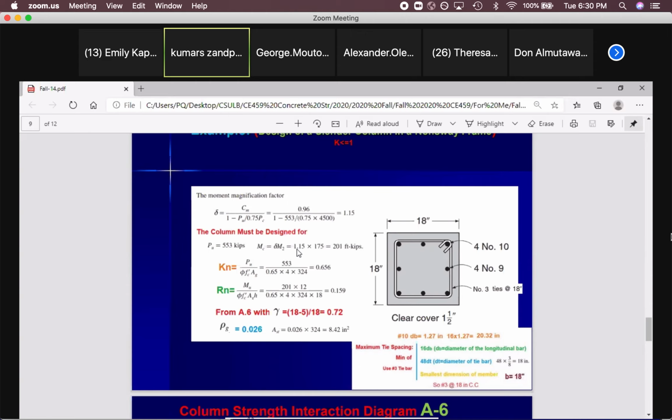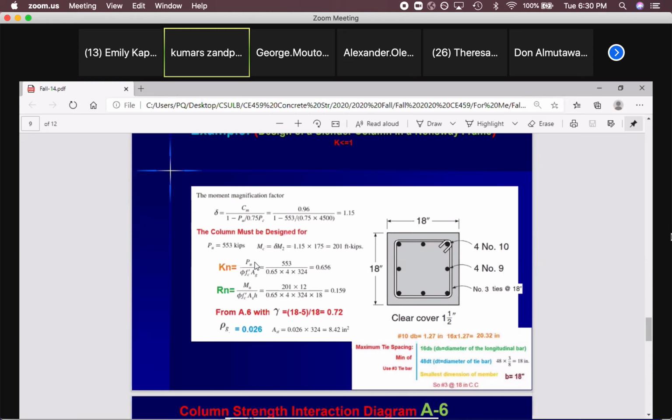We magnified that. If it wasn't a slender column, if we calculate KLU over R, it was less than 34 plus 12 times M1 over M2, less than that. So it was just a short column. Forget about everything. At the end, you had PU, this one, MU equal 175 without magnifying. And then go through this and find that it's a short column.